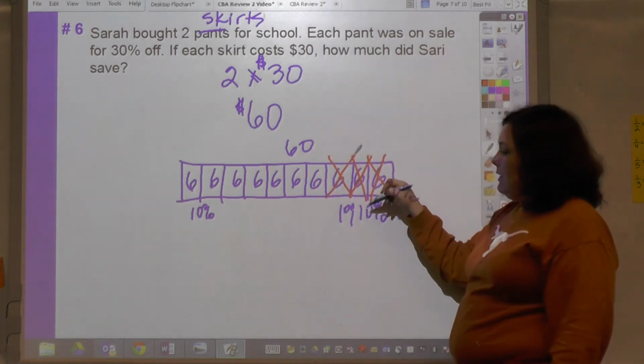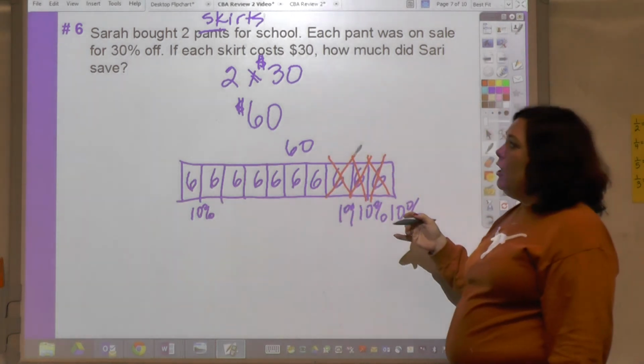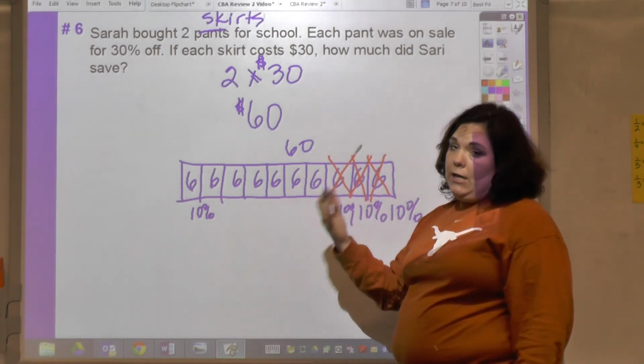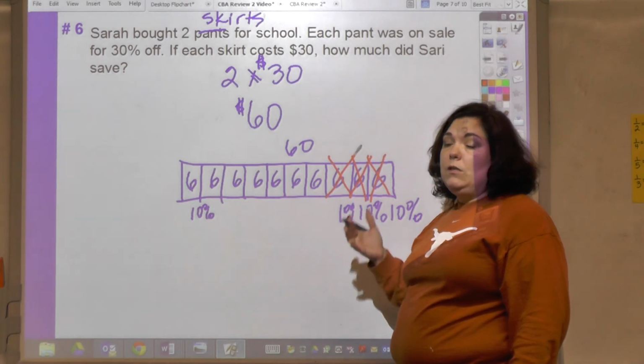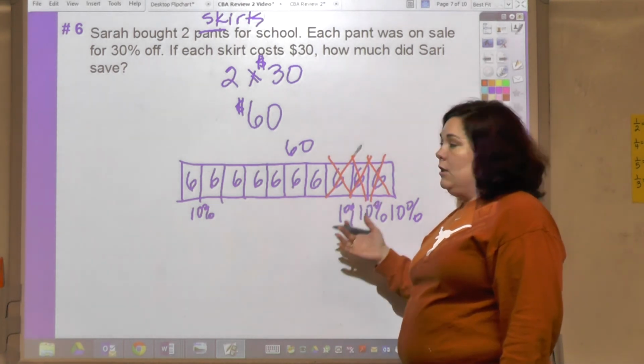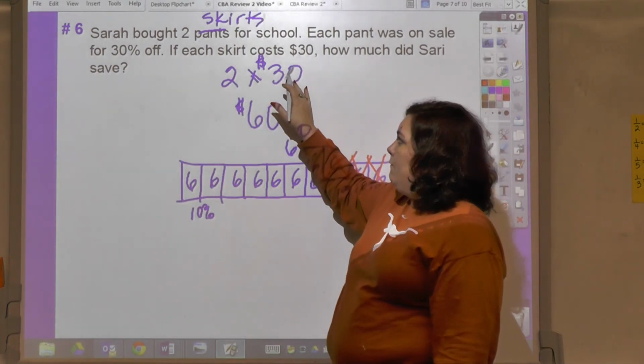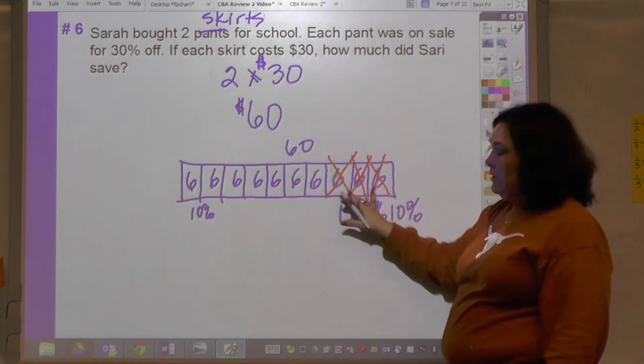So how much is that? 6 times 3 is 18. So it's an $18 savings. It's $9 for each skirt, but there's 2 skirts, so it is 18. So you need to make sure and find the total of what you're going to pay and then take the total off.